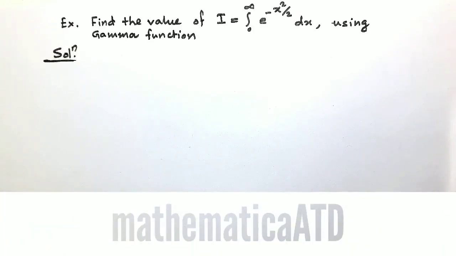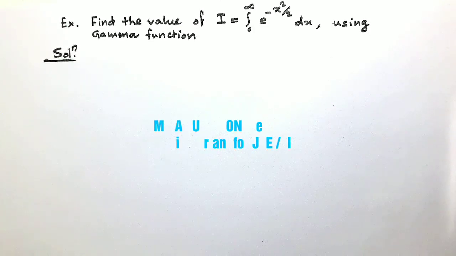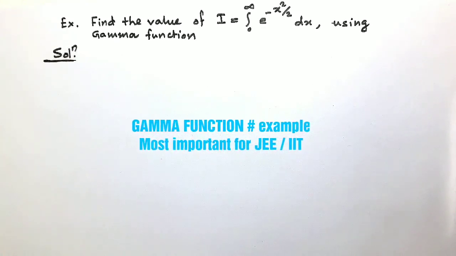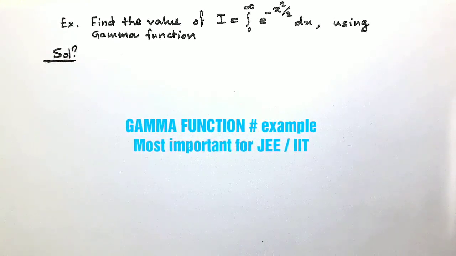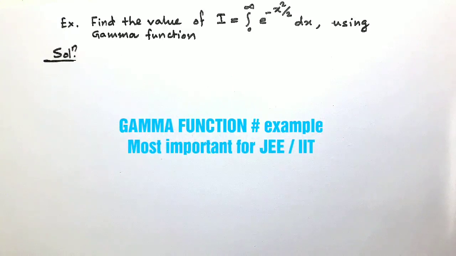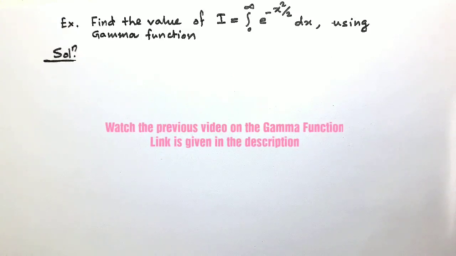Friends, find the value of the integration from 0 to infinity of e to the power minus x square by 2 dx using the gamma function. A video is prepared on the gamma function and the video link is given in the description.